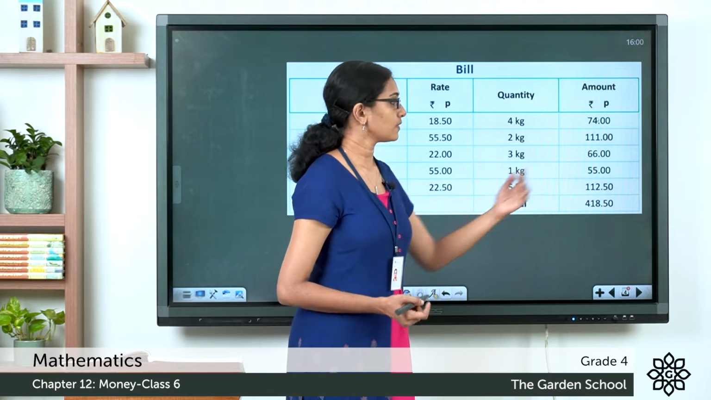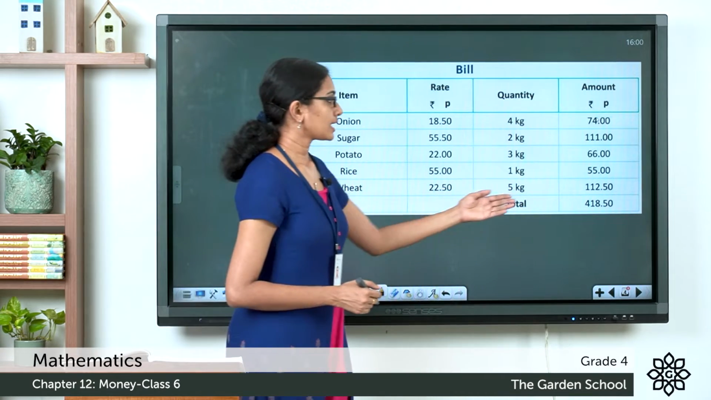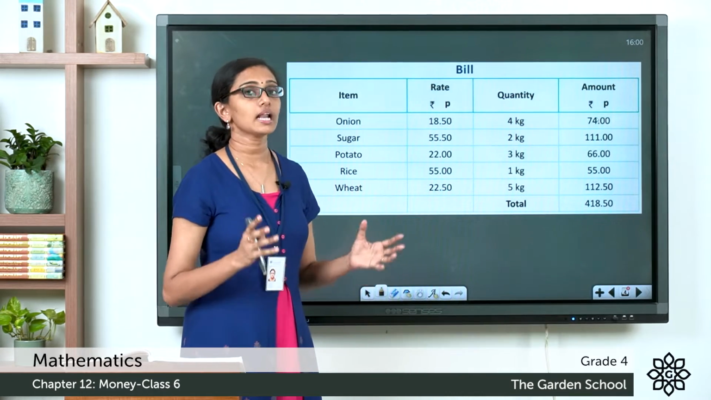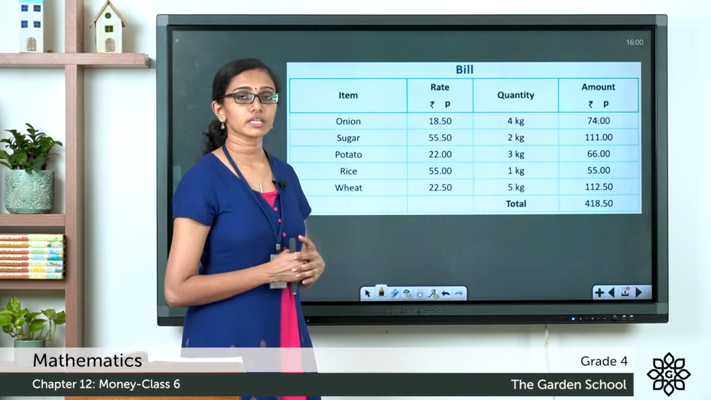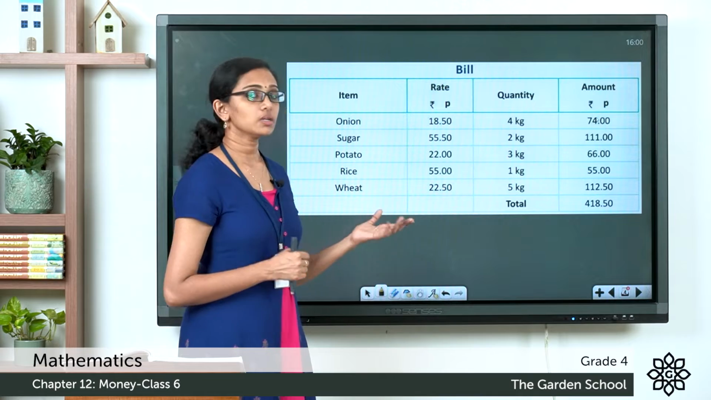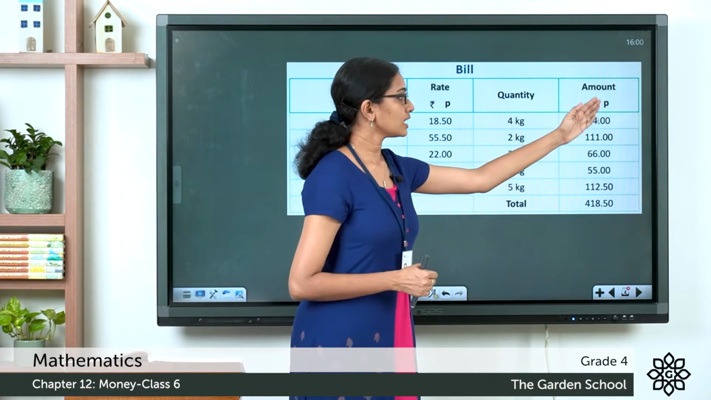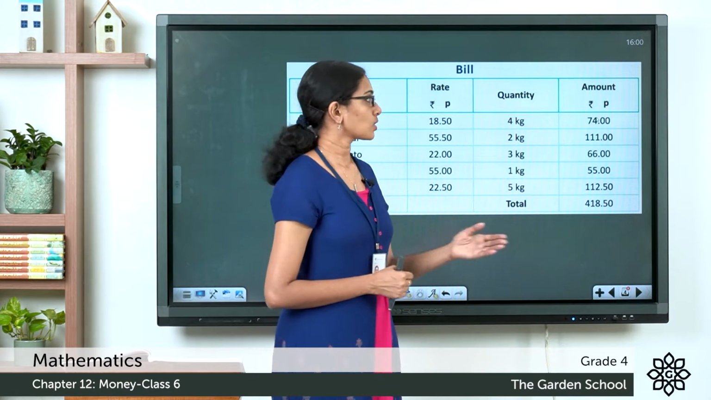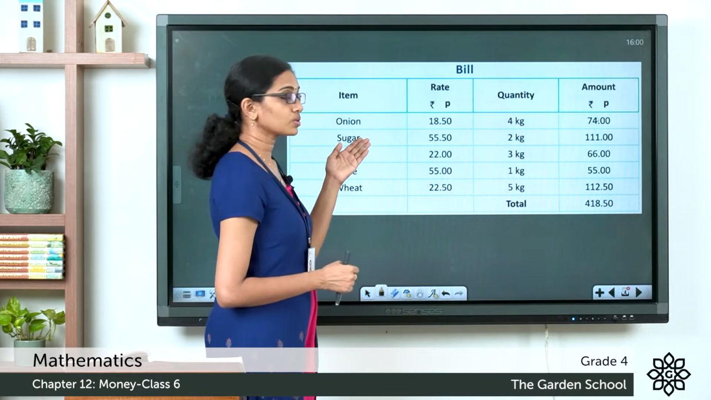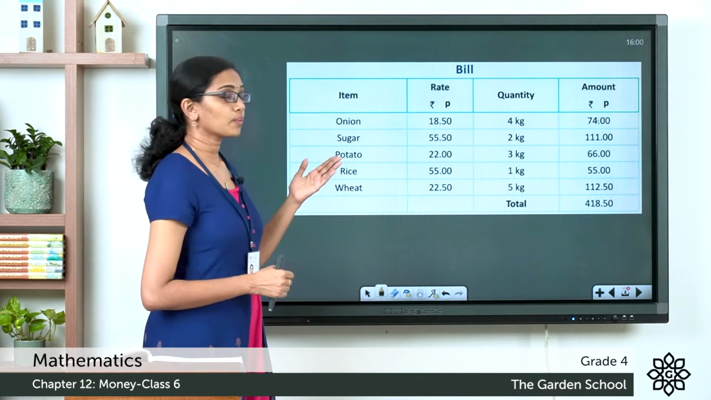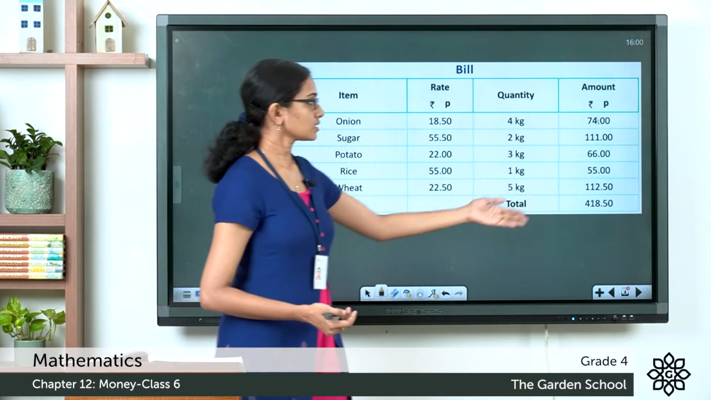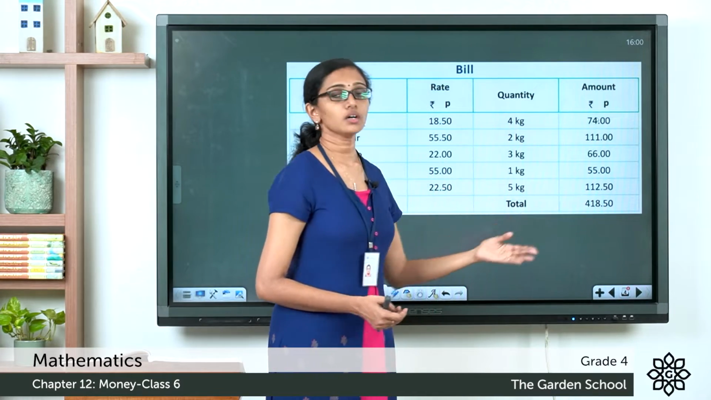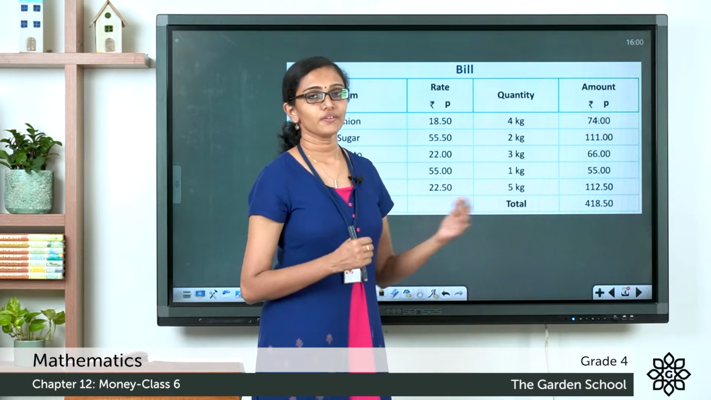112 rupee 50 paise. Now at the bottom you can see the total amount that he has to pay for all the items he bought from the shop. So the total will be the sum of the individual cost. The cost of onion plus the cost of sugar plus cost of potato plus cost of rice plus cost of wheat, which is equal to a total of 418 rupee 50 paise.